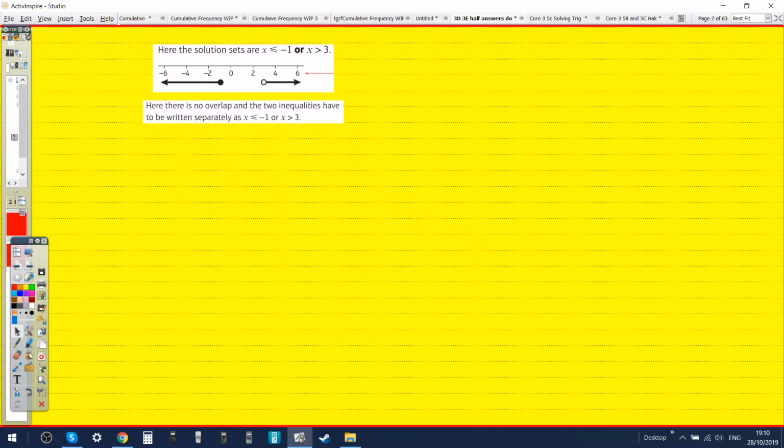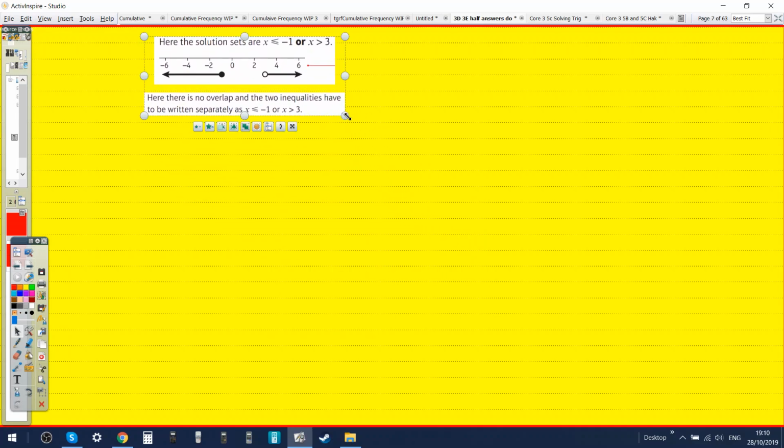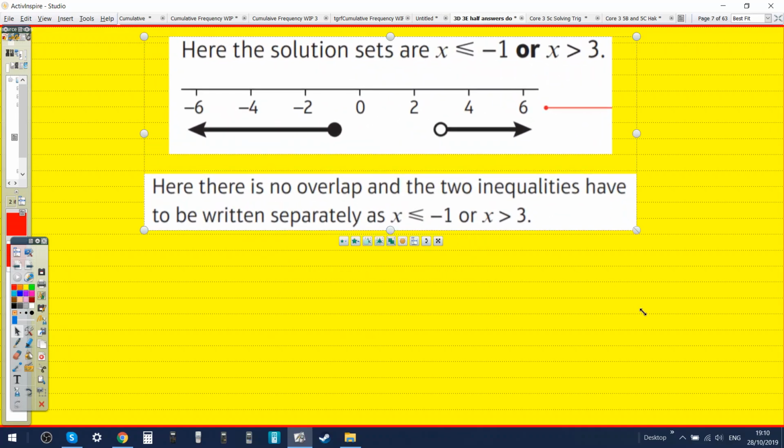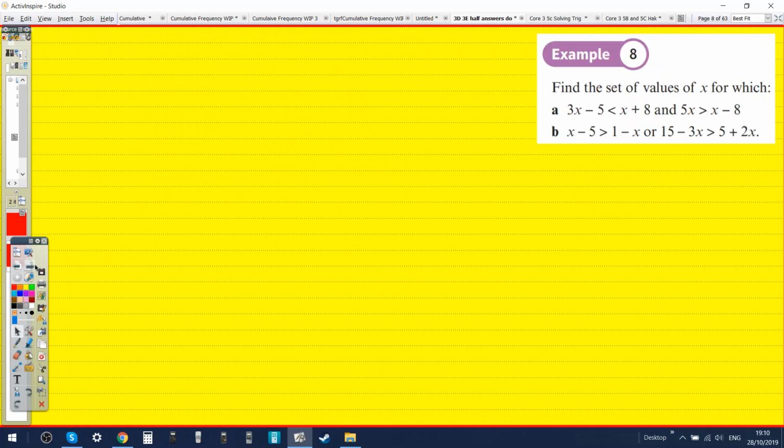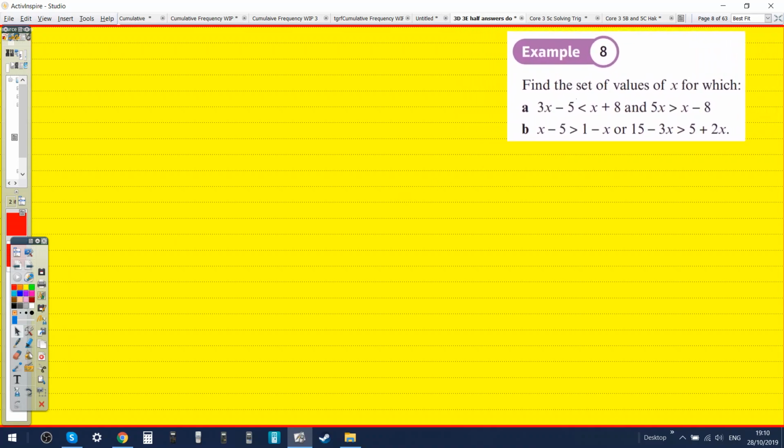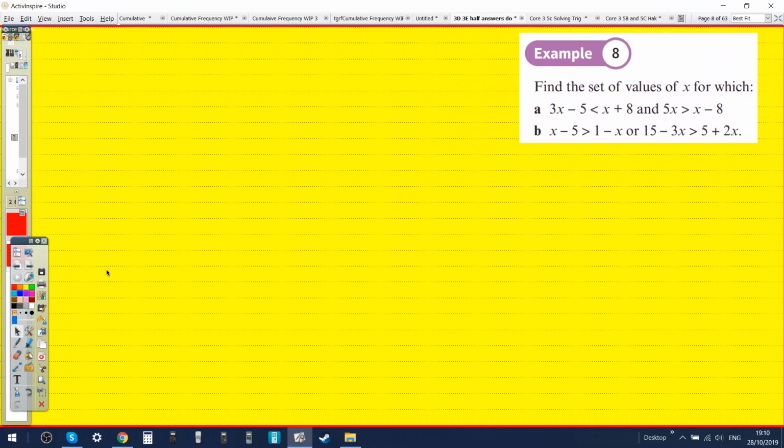Let's see. So for this one, there's no overlap. So this is just the way it is. This is just the solution. Okay, how do we do A for this one?